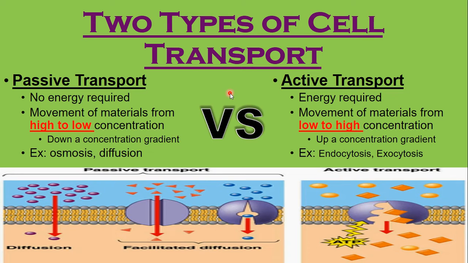Active transport is kind of the opposite. It's low to high. So if you're at the bottom of the hill and you need to get to the top of the hill, you're going to have to pedal a lot and use a lot of energy. So when we think of passive transport, we're going to think of osmosis or diffusion. When we think about active transport, we're going to think of endocytosis and exocytosis.